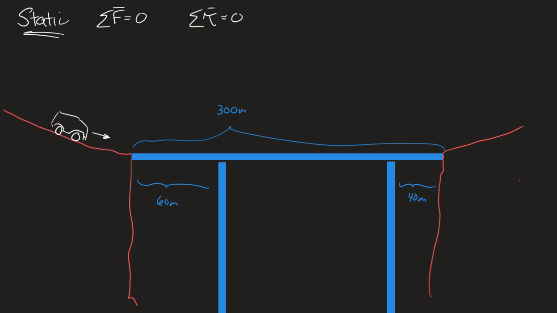Right now, it's easy to draw out the net force problem. We know that there's probably three forces acting in this system. There's the weight of the bridge, there's the left normal force, and the right normal force.